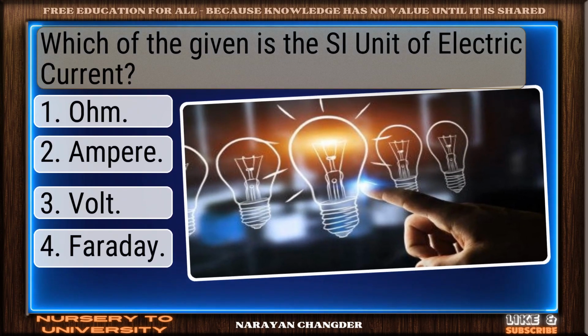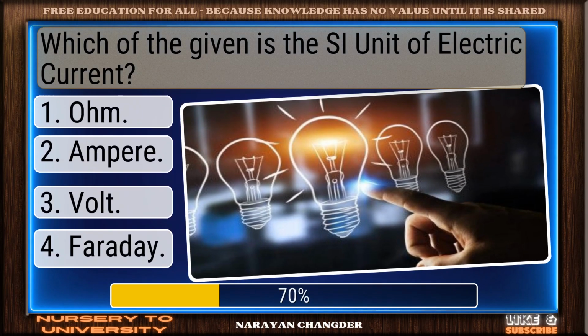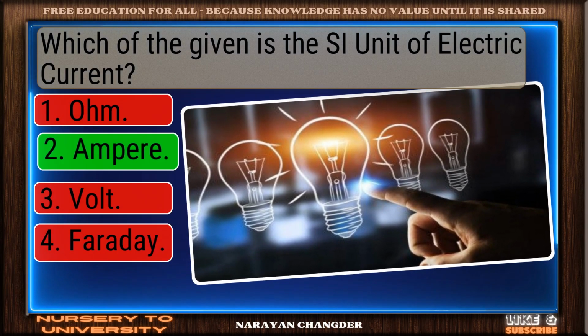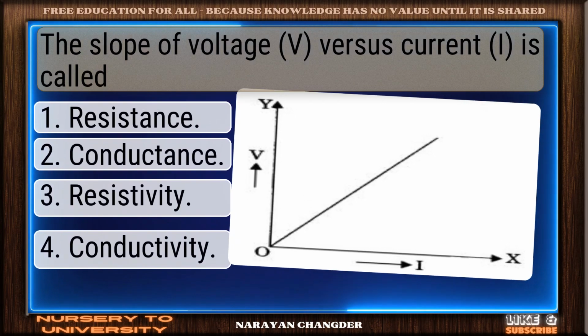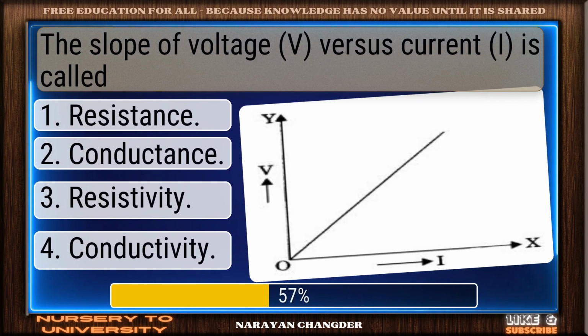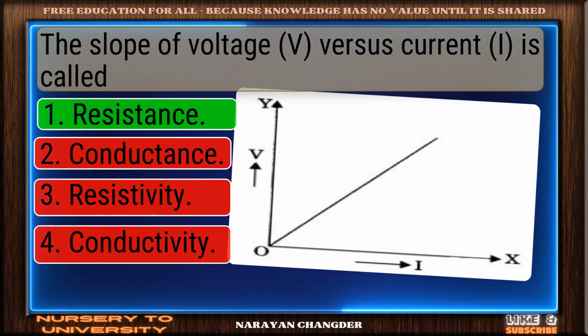Which of the given is the SI unit of electric current? Clear logic. Ampere is sound. The slope of voltage versus current is called... Right choice. Resistance is best.